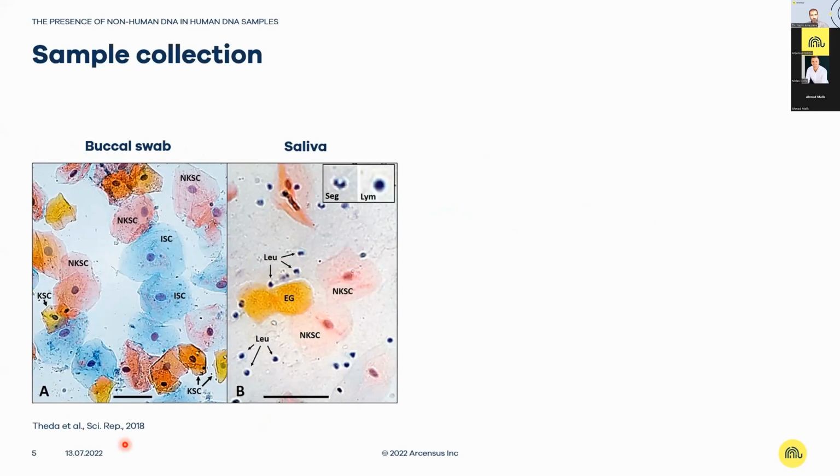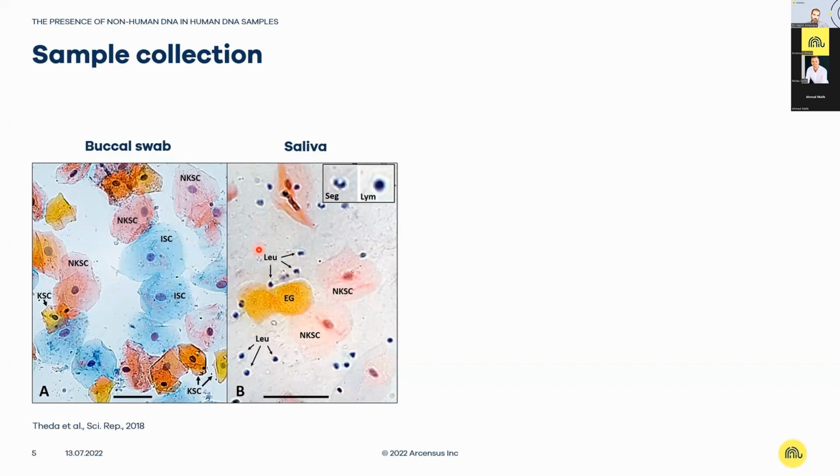You see that there are different cells. Mainly the cells that you encounter are epithelial cells, also known as squamous cells. And they can be either keratinized or non-keratinized. It's in principle not a problem, because eventually, since we do this for whole genome sequencing, it doesn't matter which type of cell we sequence as long as it's a human cell.